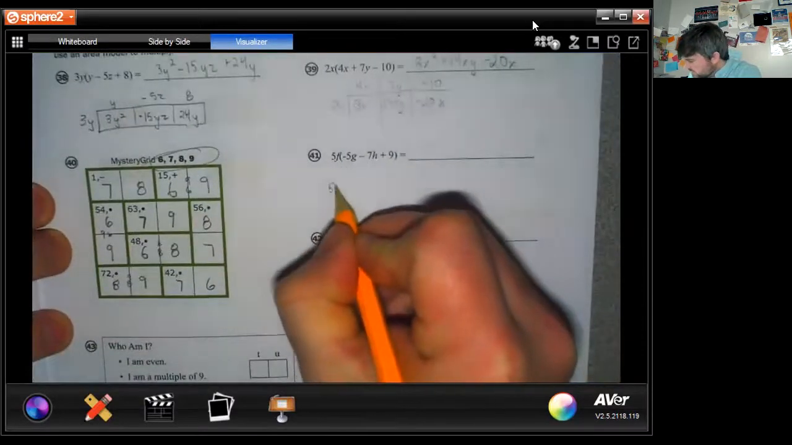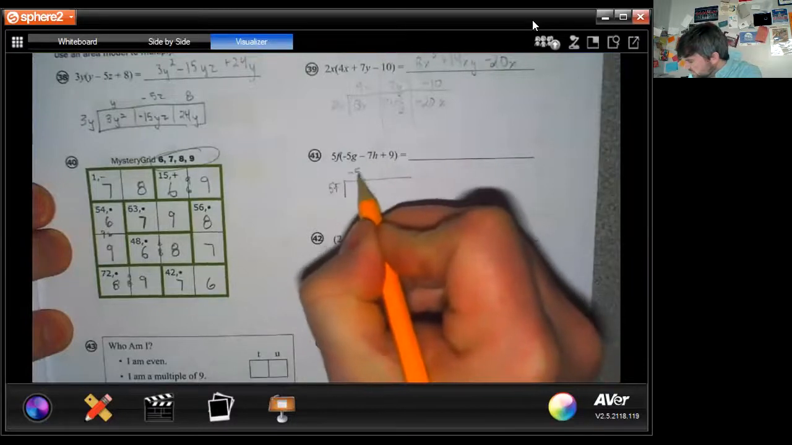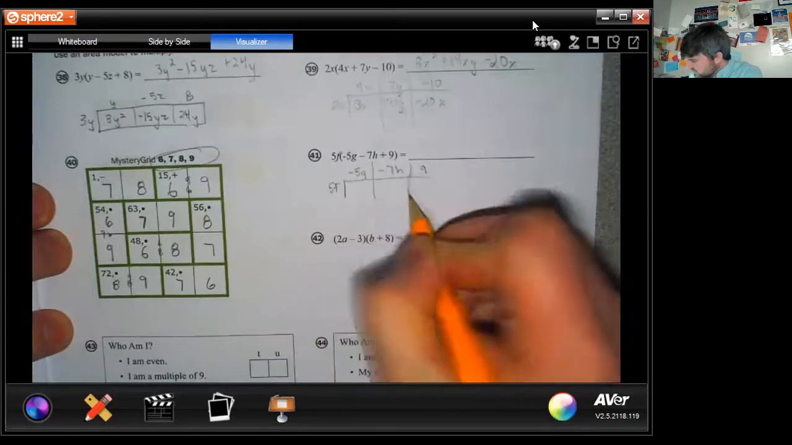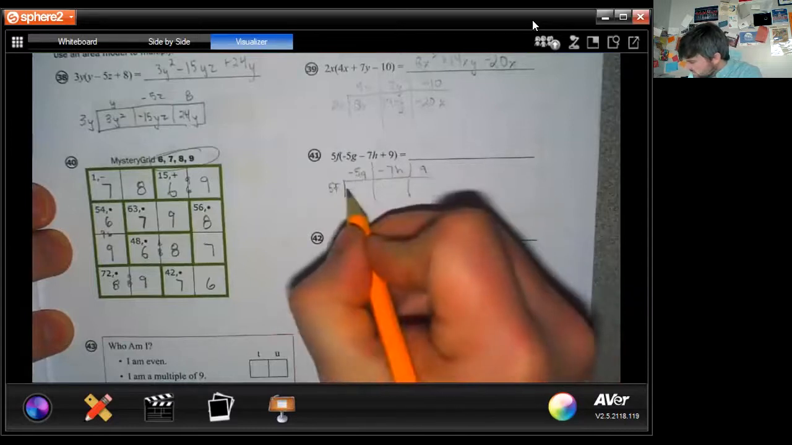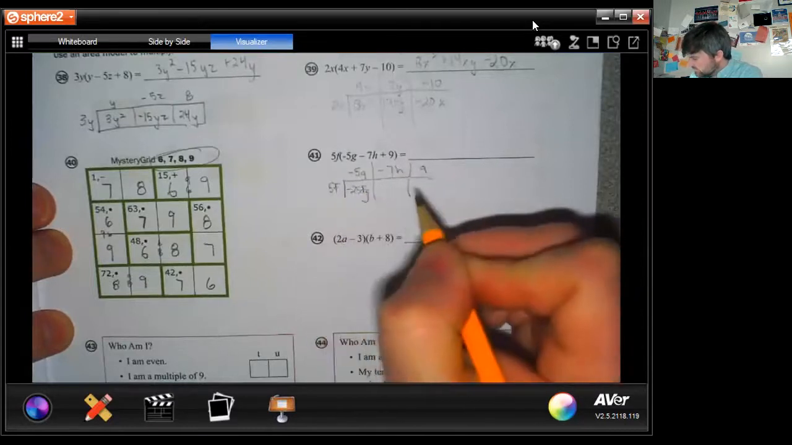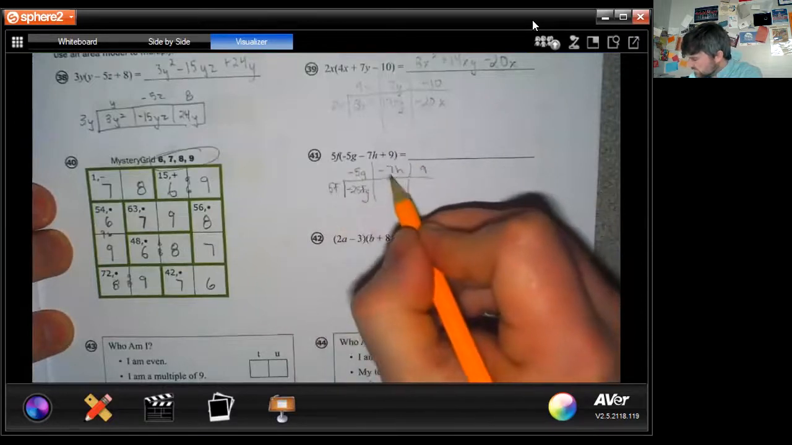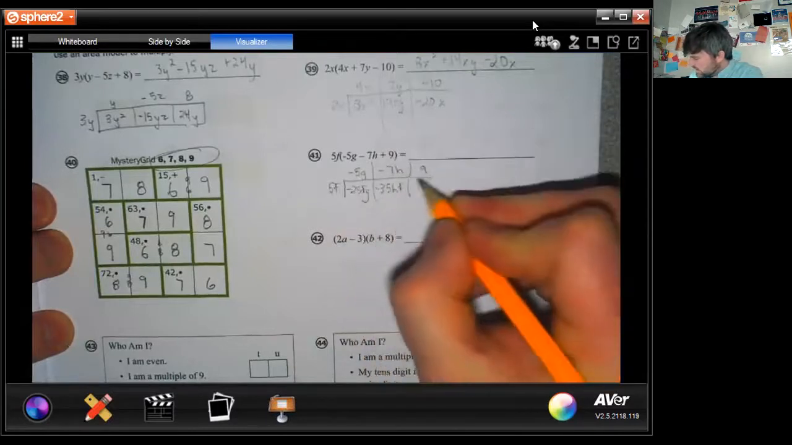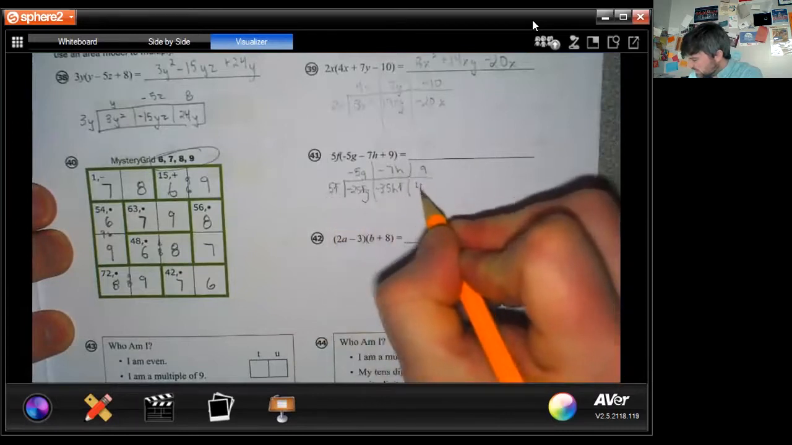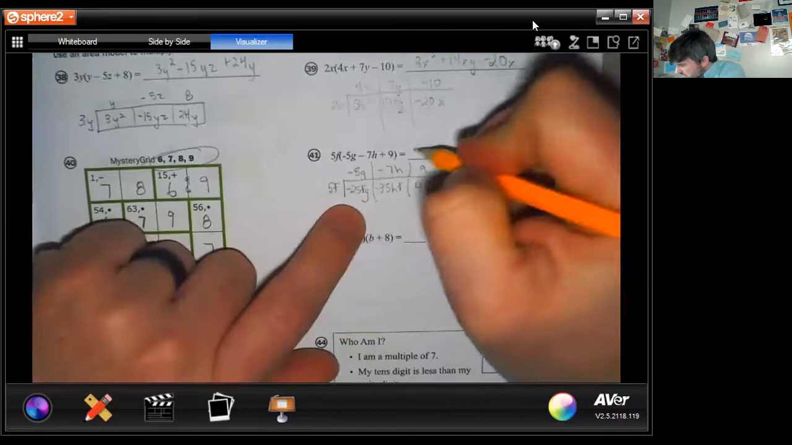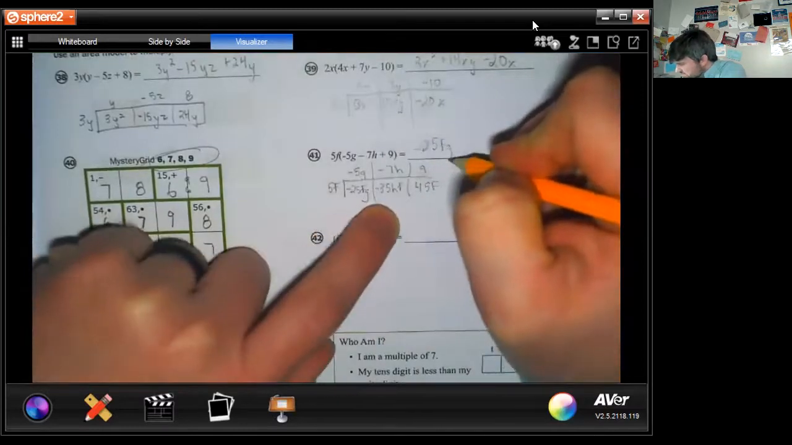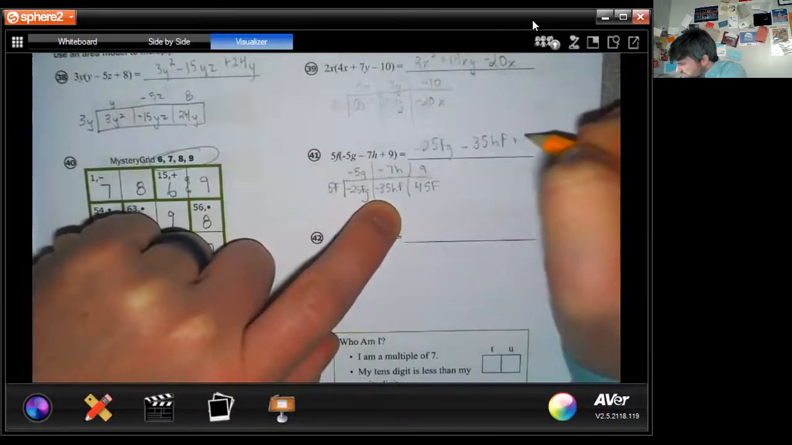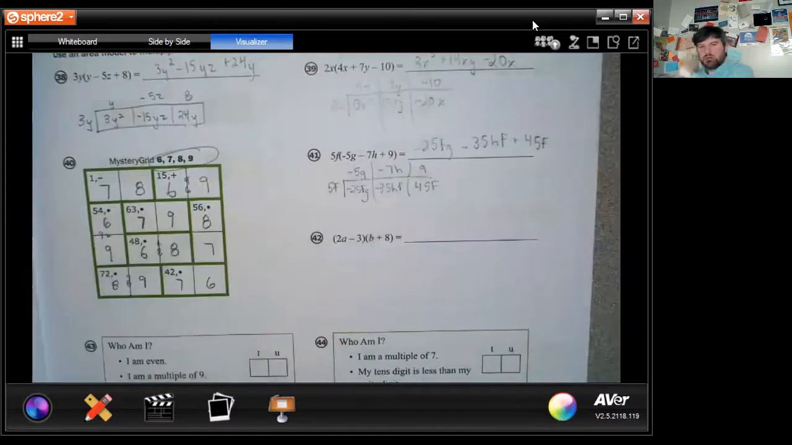So you got 5f, negative 5g, negative 7h, and 9. So 5f, negative 5g. So that's negative 25fg. 5f times negative 7h would be negative 35hf. And 9 times 5f would be 45f. Okay, so negative 25fg minus 35hf plus 45f. Okay, getting into some bigger numbers here with this multiplication.